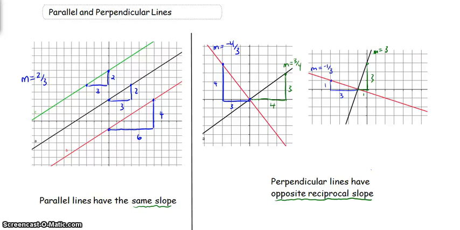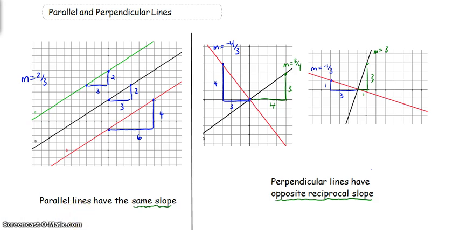In this lesson, we are going to investigate parallel lines and perpendicular lines. On the left-hand side of the screen, you can see that the green, black, and red are all parallel. When we look at the slopes of parallel lines, the rise over the run, they're all the same. 4 over 6 is the same reduced as 2 over 3. They're all in the same ratio, rise over run. So we can say parallel lines have the same slope.